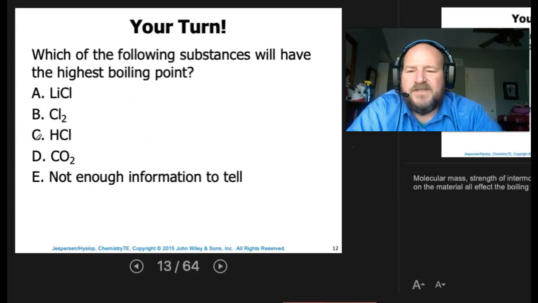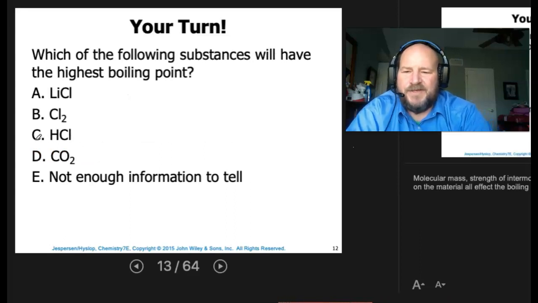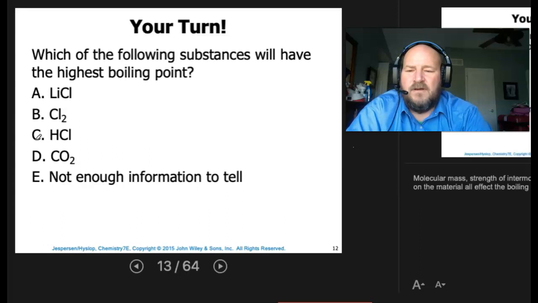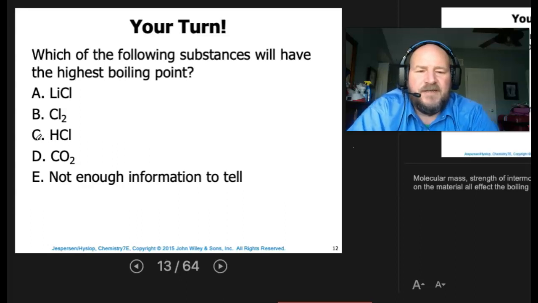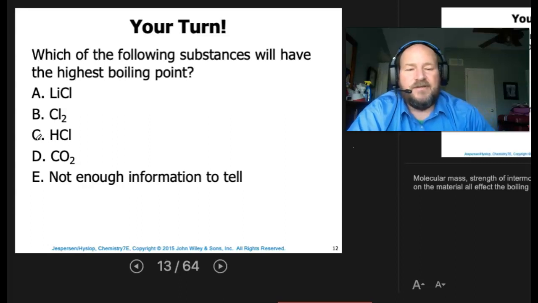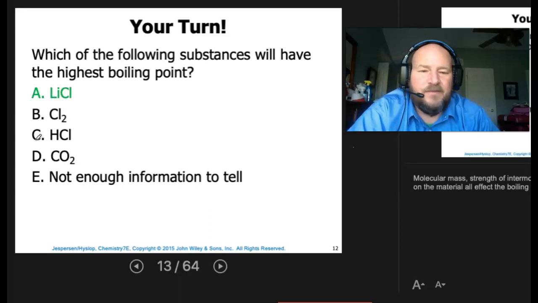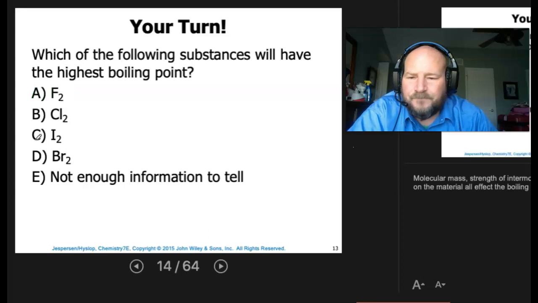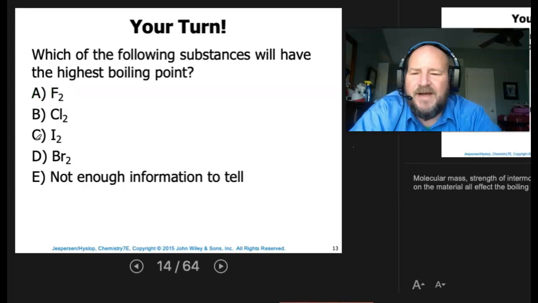Which of the following substances will have the highest boiling point? We can look at the differences here. What are the different bonding effects we're seeing? London dispersion forces, dipole-dipole interactions, ion-dipole interactions, and ionic interactions. Hopefully you came up with lithium chloride, the strongest, because of the ions.